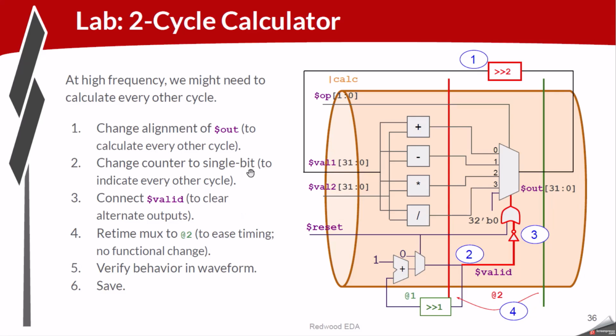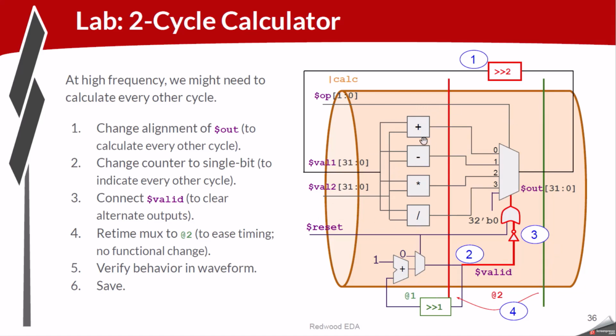All right, so now you've got your calculator and your incrementer in a pipeline, and now we're going to make some changes to that design. So if we're going to run this calculator in a high-frequency circuit, we might need 2 cycles to perform the operation, just like we needed to break up the Pythagorean theorem computation. Now we're going to divide up your calculator.